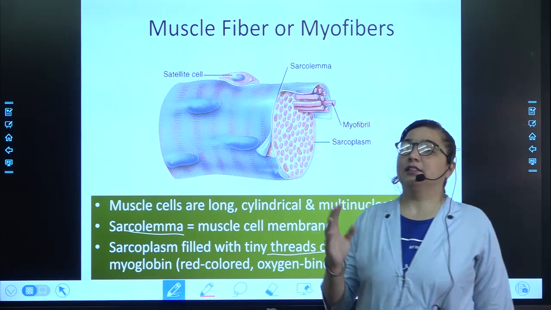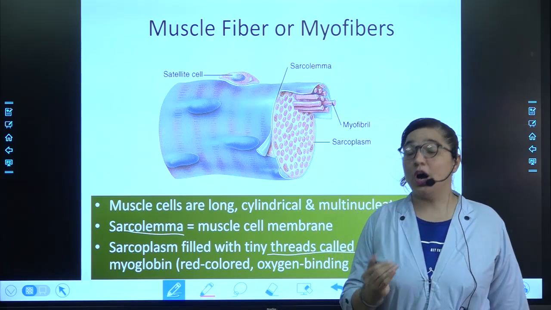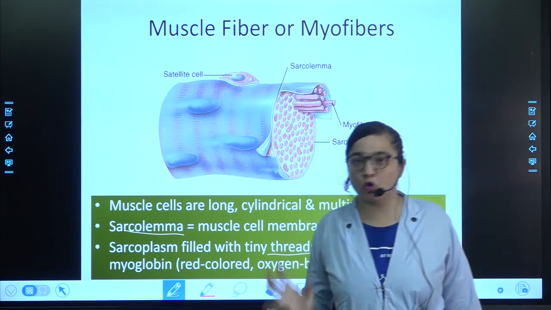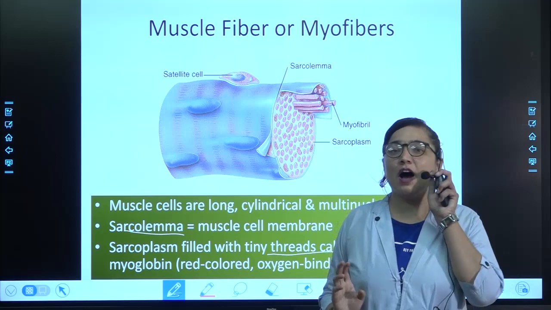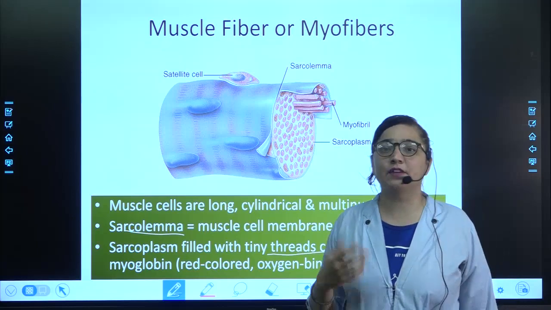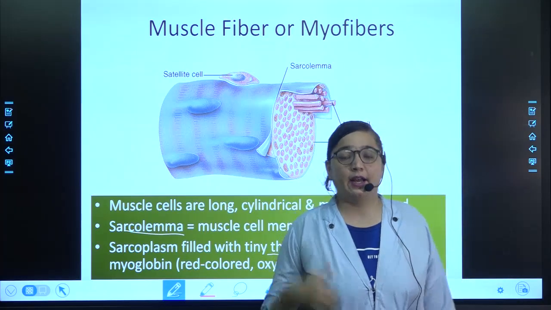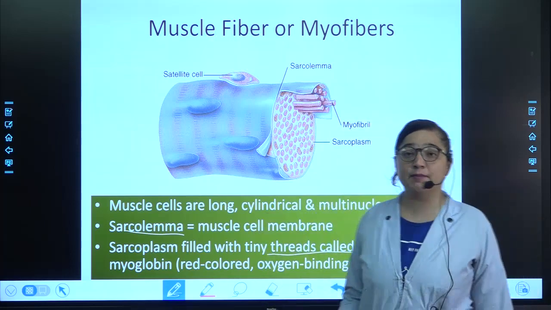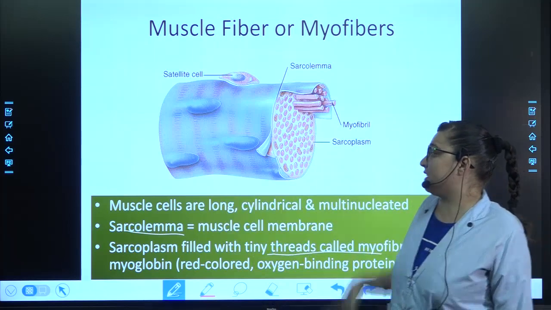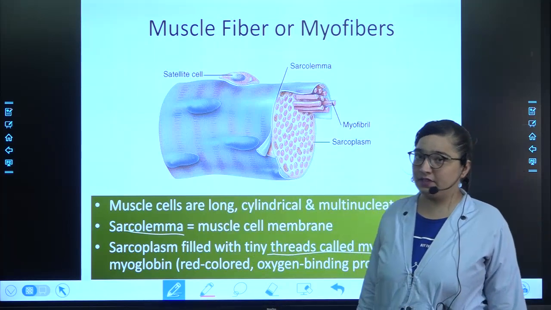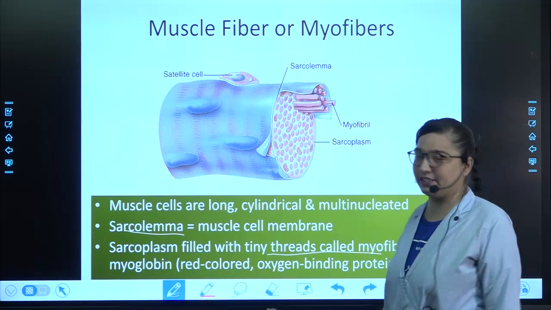Once again, they are called contractile tissue. Why? Because they help in the locomotion of animals. Moreover, 40% of our weight is because of the muscular tissue. Then coming to the next part, the muscle fiber. Here you have the basic structure of it. How are the muscle fibers? They are long, cylindrical and multinucleated.